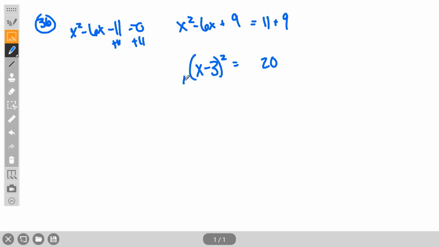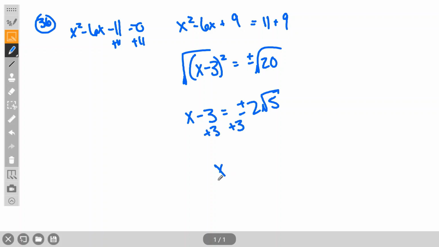This is solvable. We'll square root both sides, plus or minus. The left side becomes x minus 3. The right side becomes plus or minus 2 root 5. Square root of 20 simplifies to 2 root 5. So I'll add 3. So my solutions, 3 plus or minus 2 root 5, is my solution for 36.